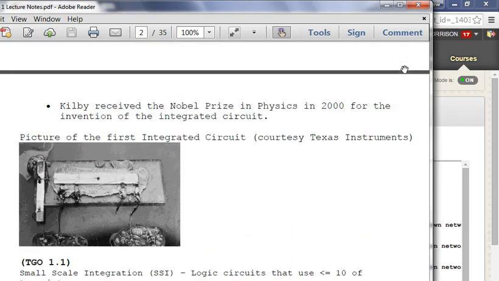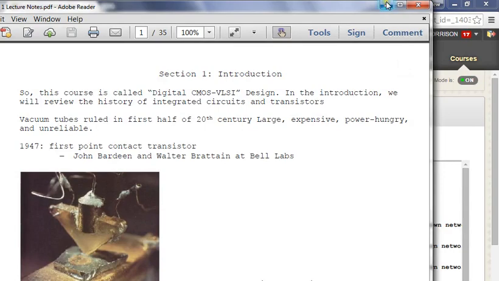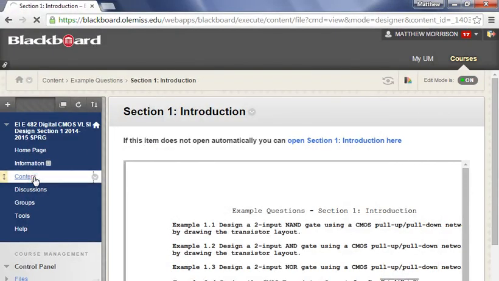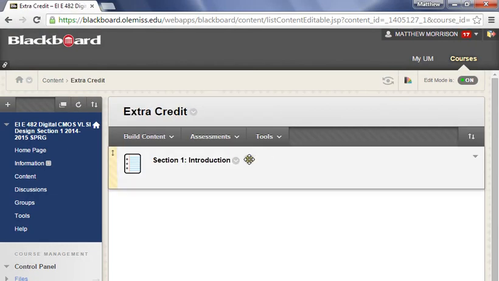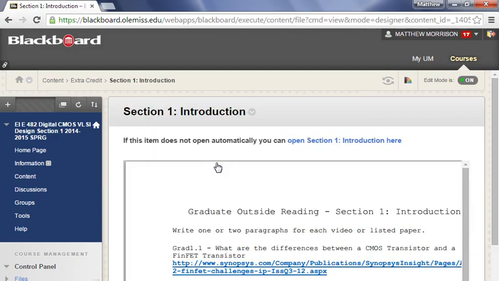So, this thing I have here that's called extra credit, basically what's going to happen is in the course of the lecture, it's going to say grad 1.1, grad 1.2, that kind of thing, because for grad students, it's going to be required. They're asking for 1 to 2 paragraphs or a video. For example, 1.2 is a video showing the fabrication process for Intel's 22-nanometer transistor. 1.1 is a write-up on the differences between a CMOS transistor and what's known as a FinFET transistor.